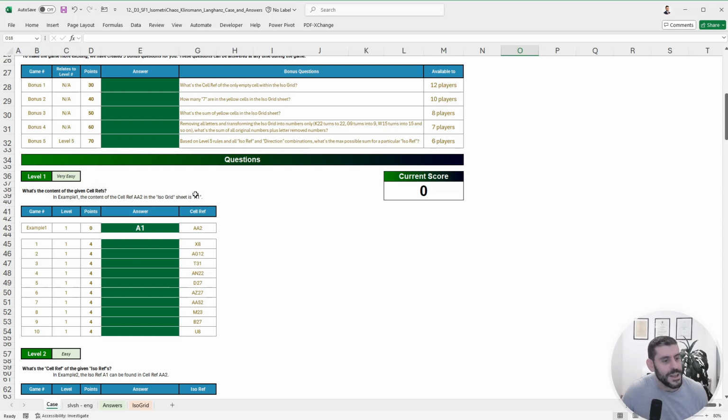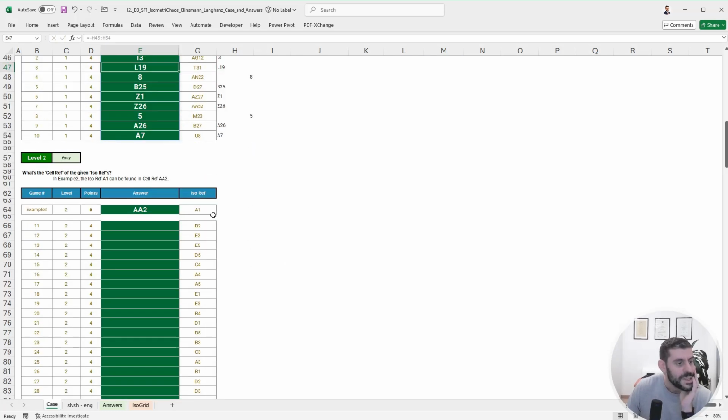So level 1, very easy, asks what is the content of the given cell refs. To me this looked like a very easy INDIRECT, so I gave the isogrid reference, the cell reference, and that is basically it. So this is the content of those cells, and as you can see, level 1 got me 40 points right away.